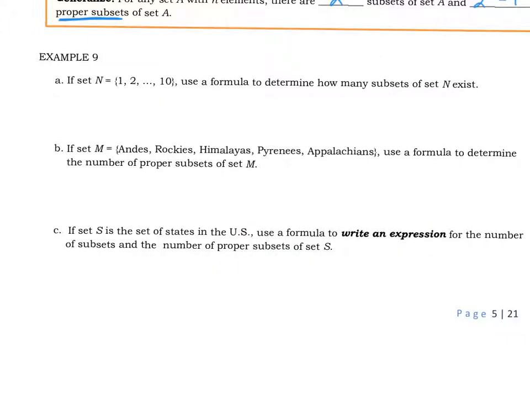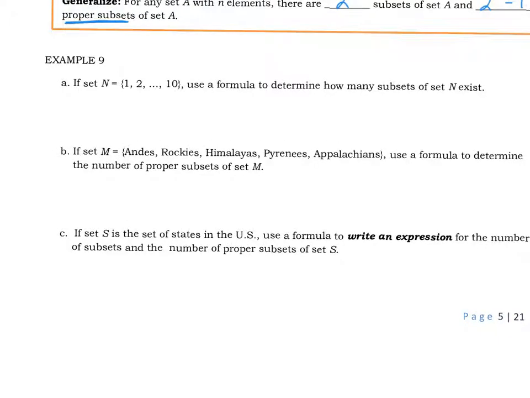Briefly, in example 9, I understand that this video is getting a little bit long. We're going to use those formulas we just found to determine how many subsets or proper subsets a particular set has. It just depends on what they're asking. If set N has elements 1 through 10, of course that would be 10 elements, use a formula to determine how many subsets of N exist. So again, we said that there were 10 elements. So there are 2 to the 10th power subsets. Put that in your calculator. That's 1024, and I think you see why we're not listing all of those subsets.